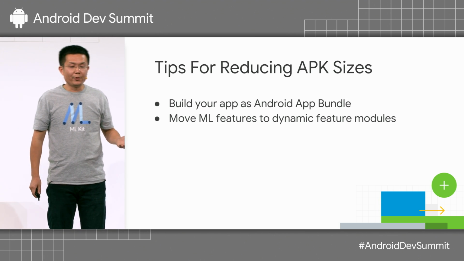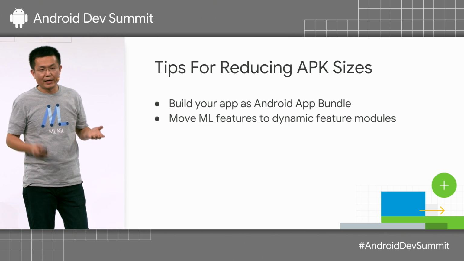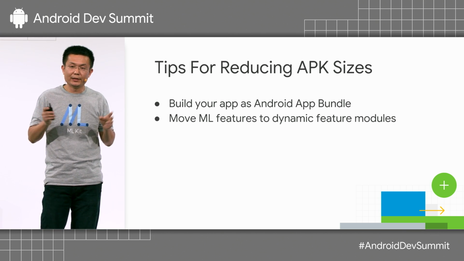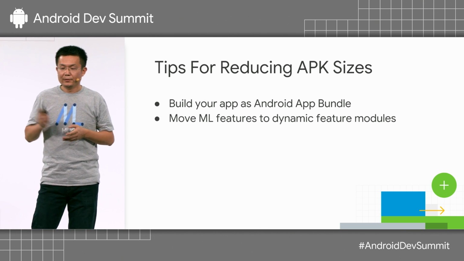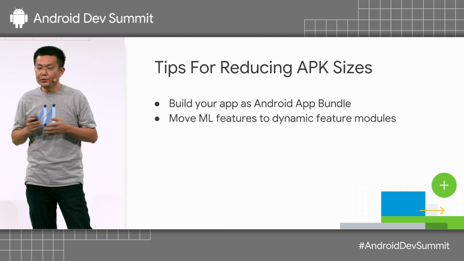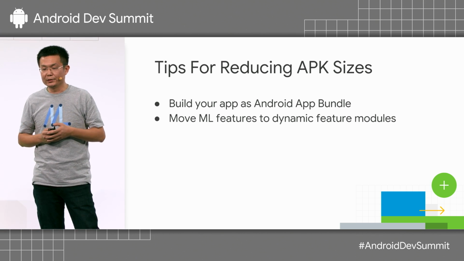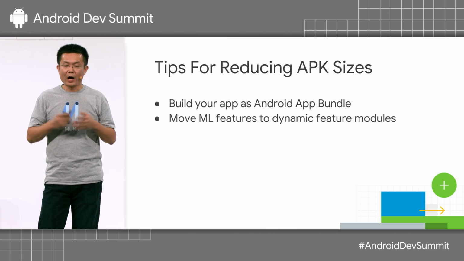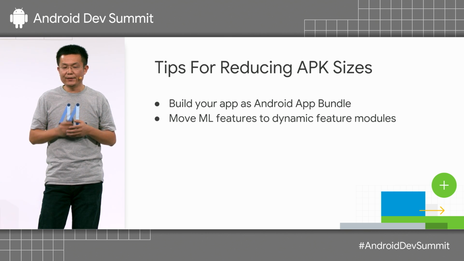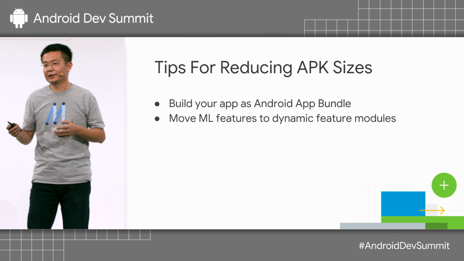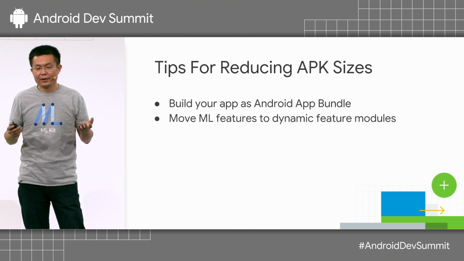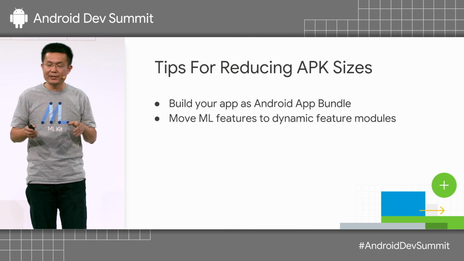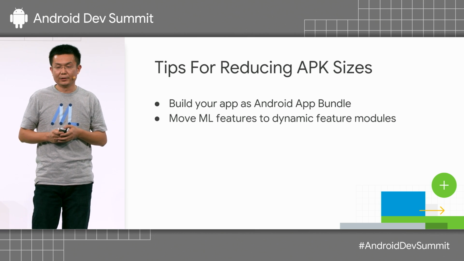Machine learning libraries can be large, which can slow down the app download. There are two ways to reduce the APK size. First, you can build your app as an Android app bundle. By doing that, you enable Google Play to automatically generate APKs for specific screen density, CPU architecture, as well as languages.